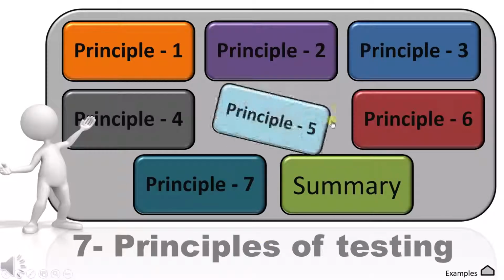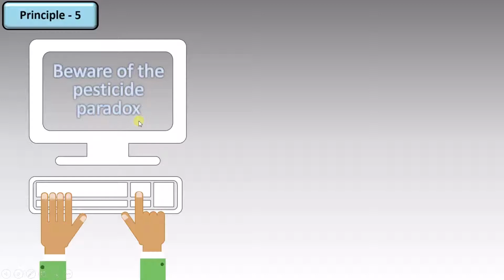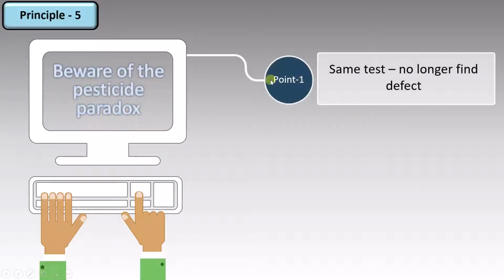Now we are on to the fifth principle of testing. Principle 5 states, beware of the pesticide paradox. What does this mean? Let's find out. Point 1. The same test no longer finds defects.